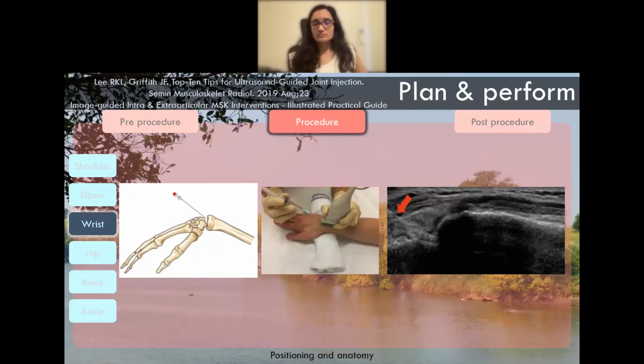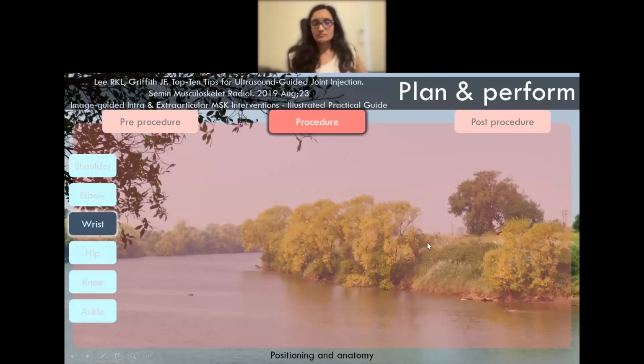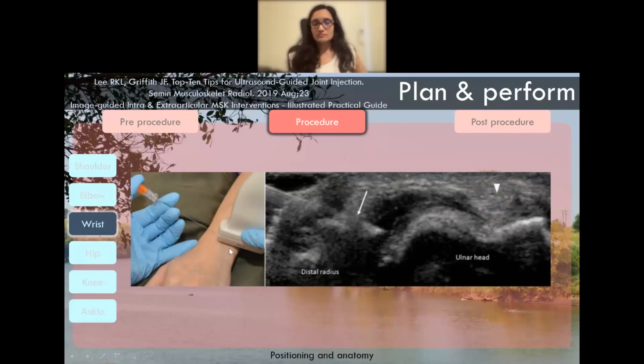What we can do is have the patient sit and keep the arm over the table in a pronated position, and we can keep a small pad underneath the wrist so that we can open up the dorsal joint space here. The needle can be passed in the lateral approach to reach this articular synovial cavity. This is for the radiocarpal joint.